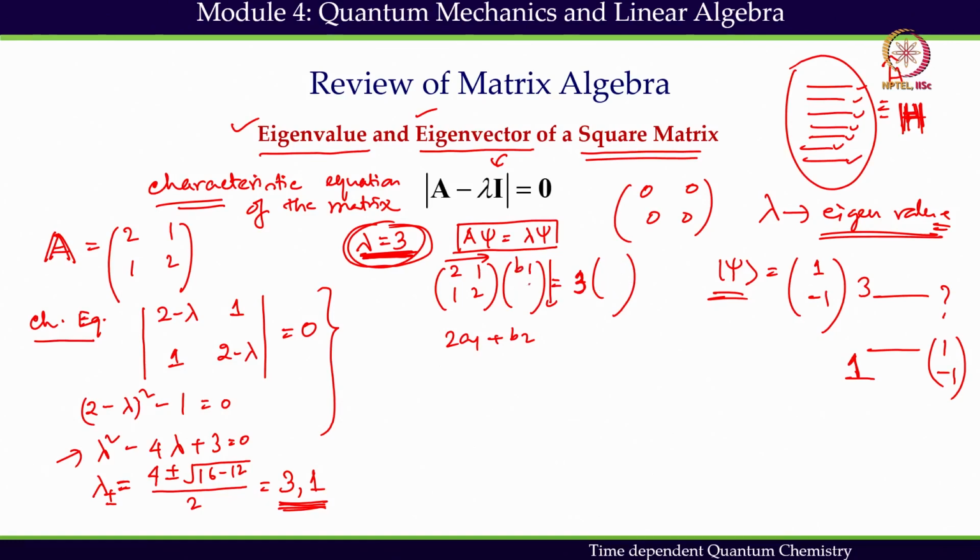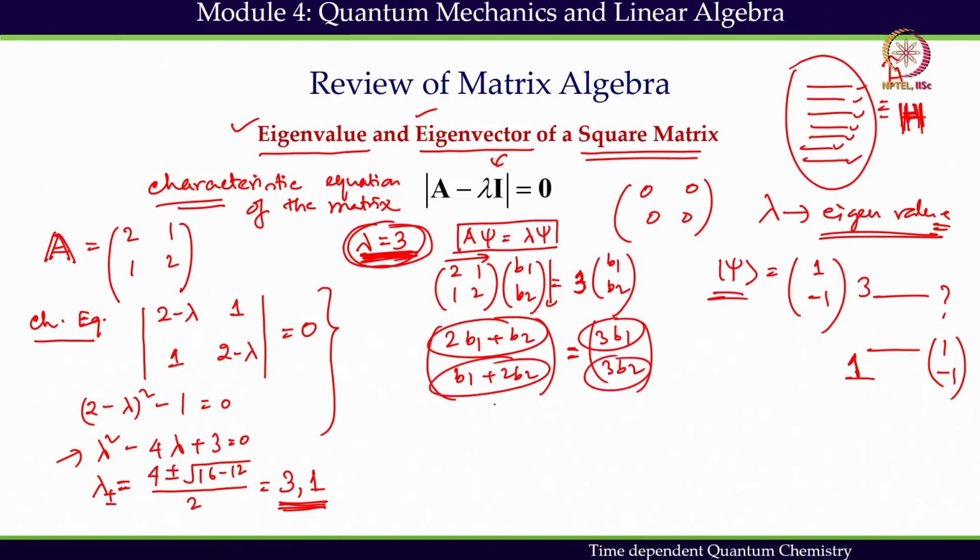So, I will call it b1 b2, and this is b1 b2 associated with this eigenstate. So, I have this 2 b1 plus b2, and this one is b1 plus 2 b2, which is now going to be 3 b1 3 b2. So, now I have to equate each element on both sides. If I make them equal, then I get 2 b1 plus b2 equals 3 b1, which means b1 equals b2.